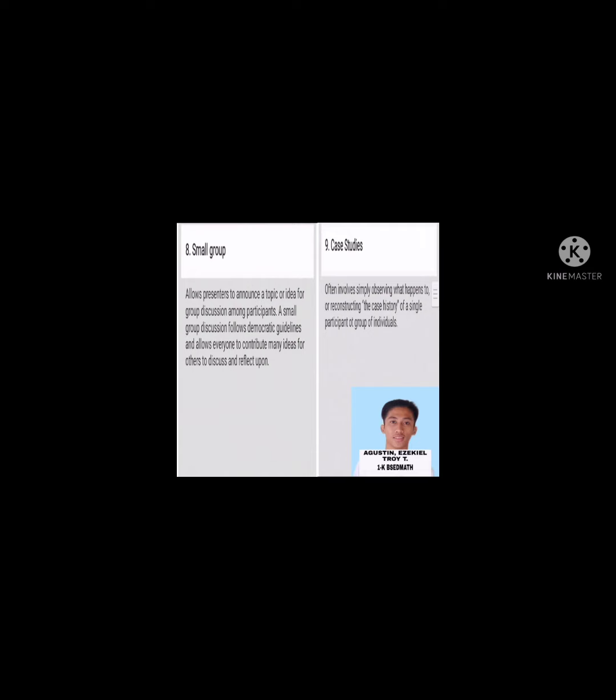Number 8, Small Group. A small group allows presenters to announce a topic or idea for group discussions among participants. A small group consists of 4 to 6 members in each group to brainstorm the given topic. 9. Case studies. Case studies often involve simply observing what happens to or reconstructing the case history of a single participant or group of individuals. This strategy can be utilized as a performance task of individuals or group of students.